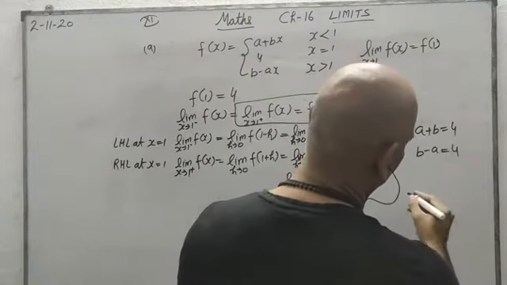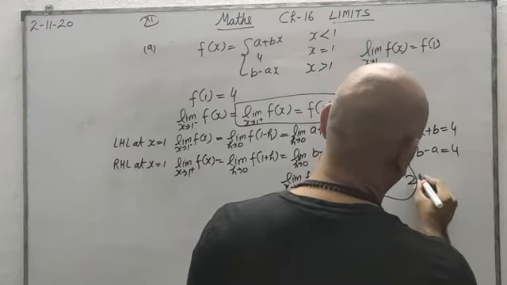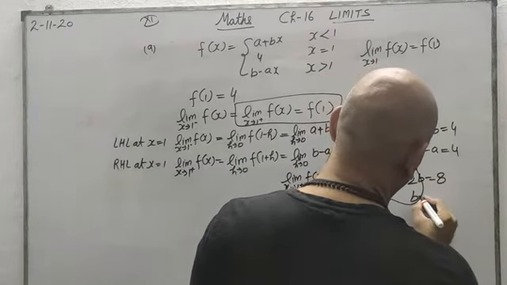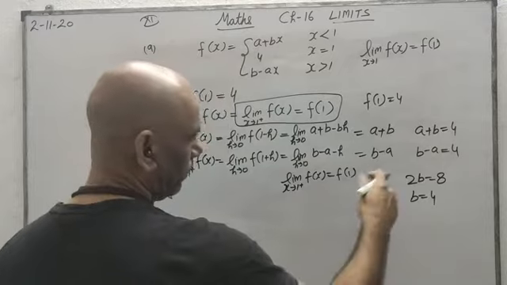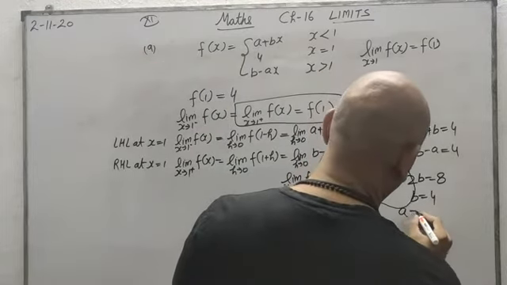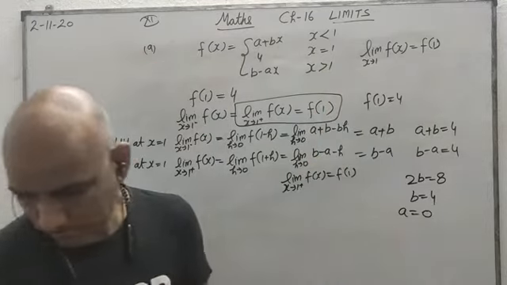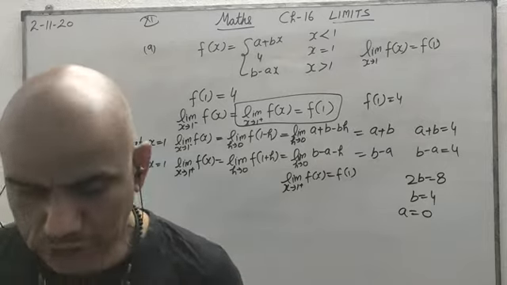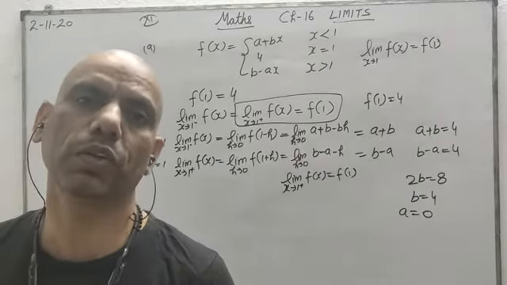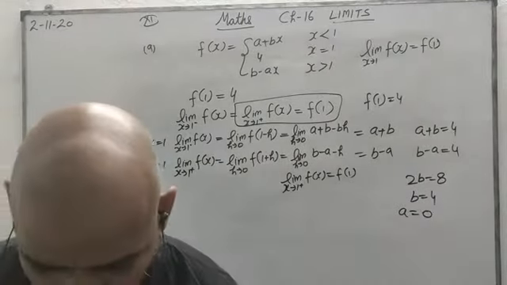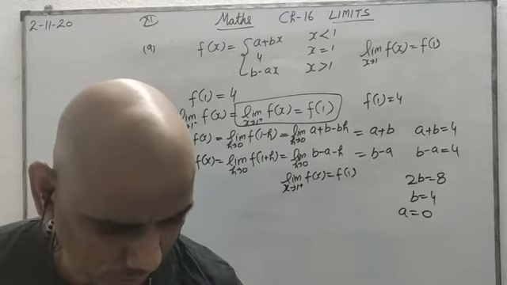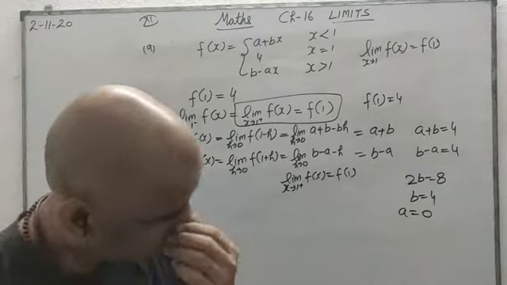Now let me solve it. On adding, I get 2b equal to 8, so b is equal to 4. And when b is equal to 4, I get a as 0. So the possible values are a = 0 and b = 4. So this way we will solve our question number 9. Now let us see question number 10.